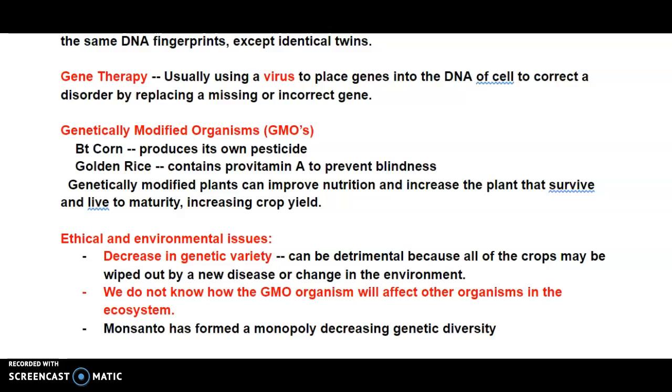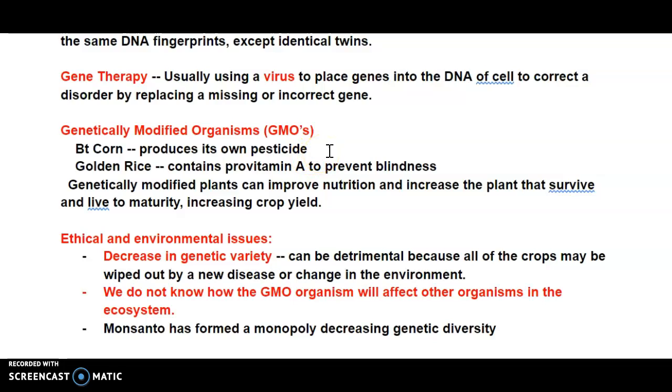We also talked about genetically modified organisms, also known as GMOs. And we talked about some good things about it. The BT corn can produce its own pesticides, which saves the farmer from having to use so much pesticide, which again is good because we don't need the pesticides. But then it also can lead to some environmental issues that we talked about.